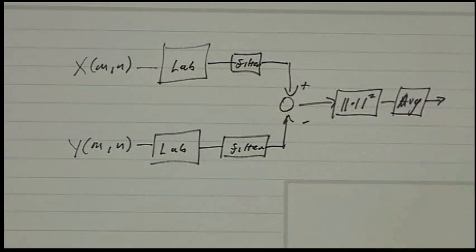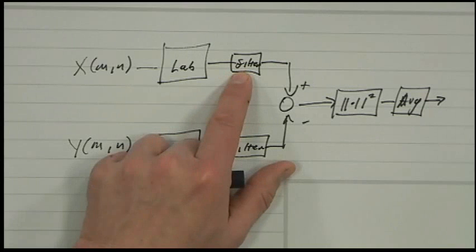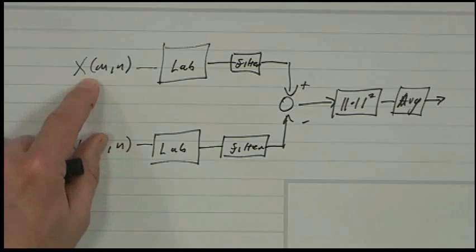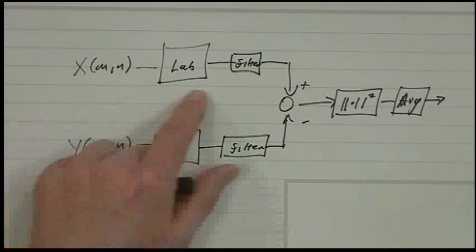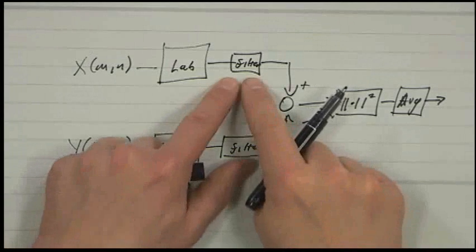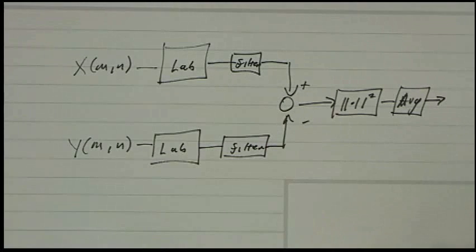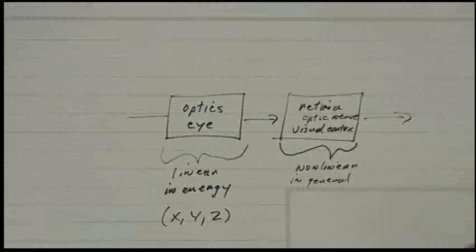The problem with this is that you're now applying a filter after the LAB is computed, and LAB is a nonlinear transform. So assume this is linear here. The problem is you really want to always apply this filter in a domain which is linear with energy. And the reason is this plot here.